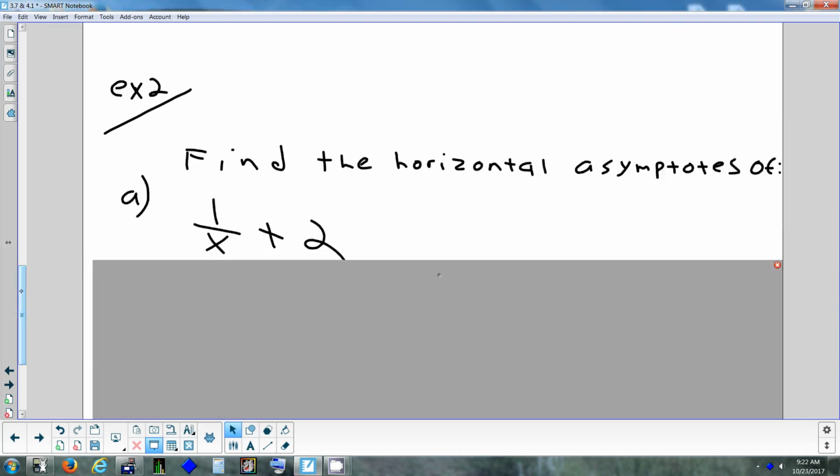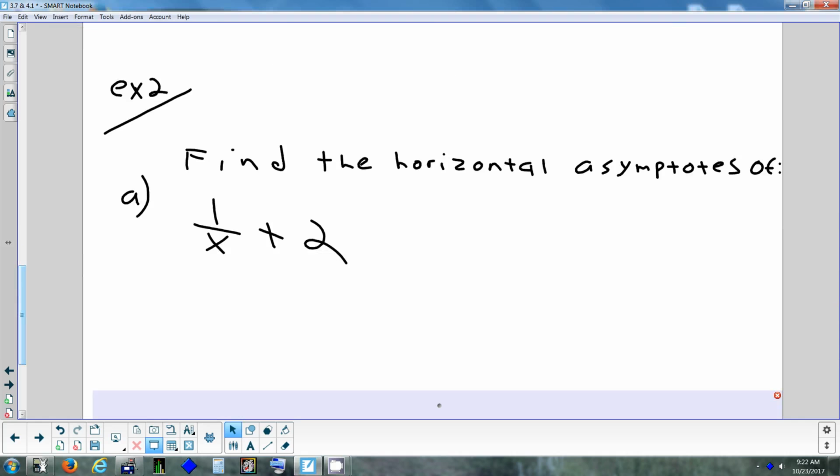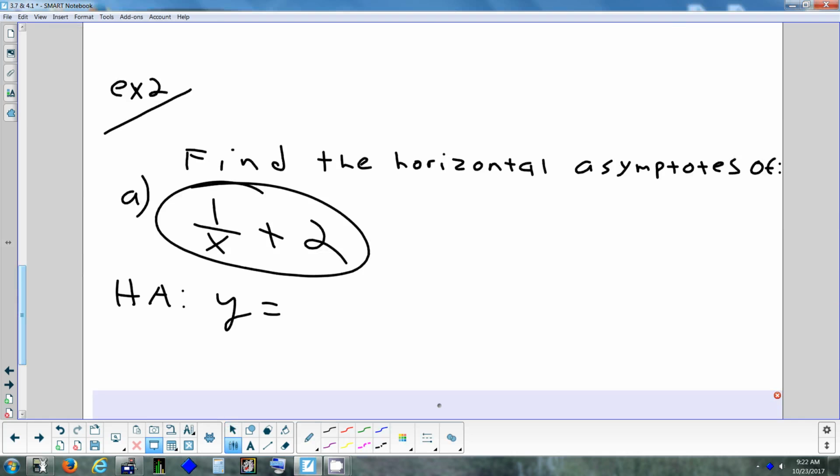Okay, so let's find the horizontal asymptotes of that function. Whenever you write a horizontal asymptote, I usually just abbreviate it HA, horizontal asymptote, and it's always y equals. Don't put x equals. X equals is something else we'll talk about. So, to find the horizontal asymptote, look at your expression, and basically let x get really, really big.